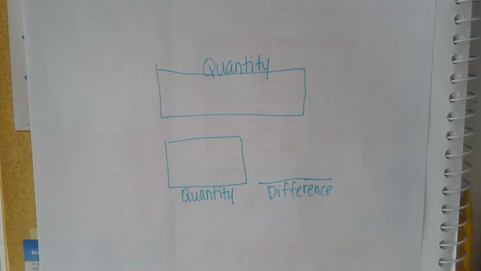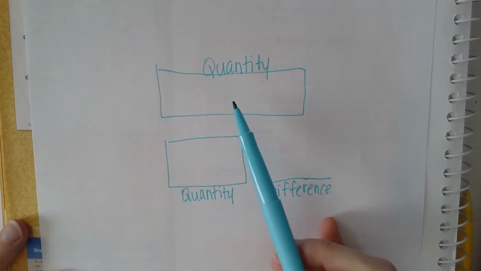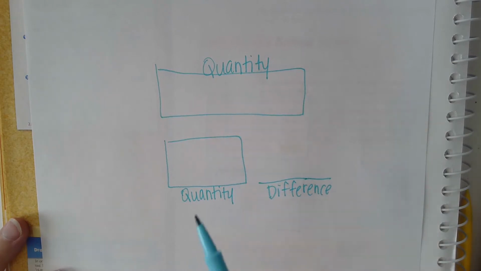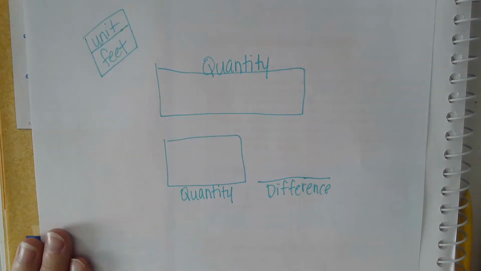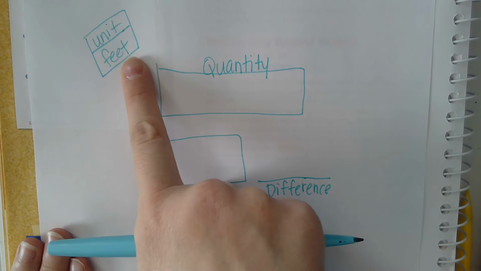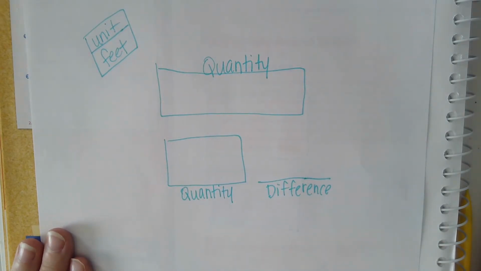What kind of diagram could I use to help me figure out my number story? Let's take a look. I would probably use the quantity difference diagram to help me with this number story. First of all, I want to put my bigger quantity in the bigger quantity box. I want to put my smaller quantity in the smaller quantity box, and then the difference between those 2 animals will go on the line where it says difference. And of course, my unit is feet. I'm focusing on using feet today. We will use inches in another lesson later on.